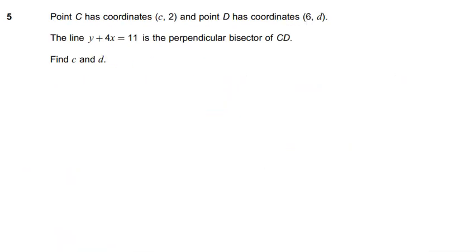Right, question 5 next. Point C has coordinates (c, 2), point D has coordinates (6, d). There's another line which is a perpendicular bisector. Find c and d. Probably this is the sort of question where it might help just to draw a diagram. So we've got point C here, point D here, perpendicular bisector, so that means it's perpendicular, it's right angles, and a bisector means it cuts it in half.